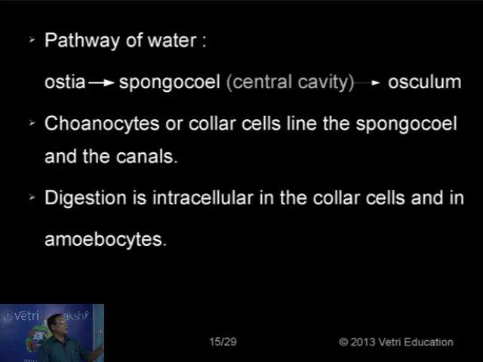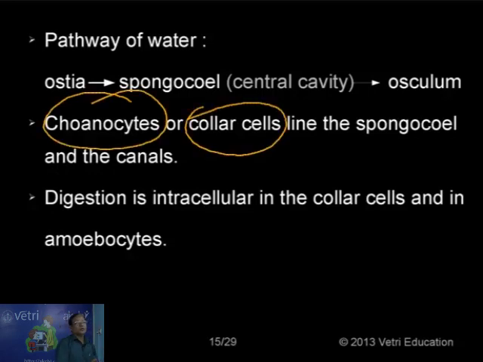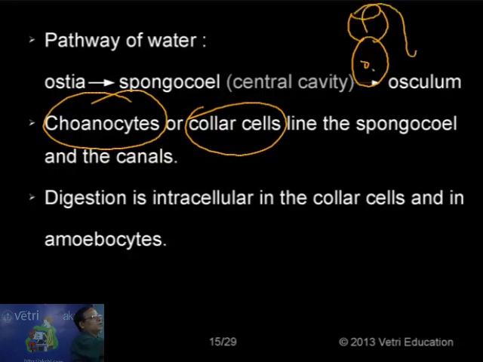Now, the pathway I mentioned. The peculiar character of this organism is the presence of choanocytes, or collar cells. Normally digestion occurs in these cells, which line the canal system and the spongocoel. This is a cell having a collar like this and one flagellum. This is the collar and this is the flagellum. Hence they are called flagellated collar cells.